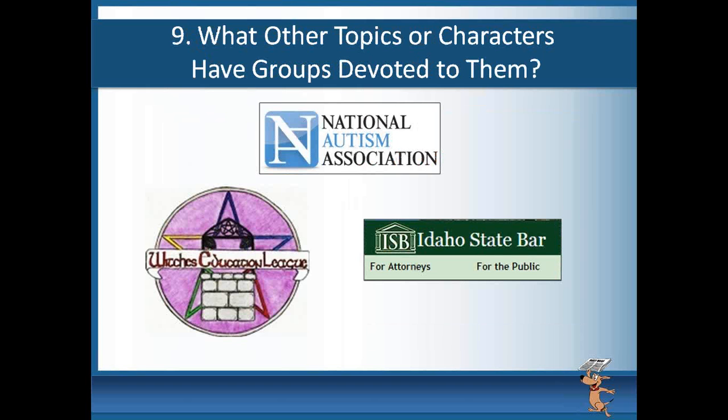Number 9, what other topics or characters have groups devoted especially to them? Let's say that you have a fiction novel and there happens to be an autistic child that is part of the story. Maybe the National Autism Association needs to know about your book, maybe they can promote it. Look at this one down here in the lower left corner. The Witches Education League, I love this one, might want to know about your book about witchcraft or the sorcerers or whatever. There's this whole underground group of witches and all these people are into all this stuff. You've got to dig deep into your niche to find the groups that would really be interested in knowing about your book.